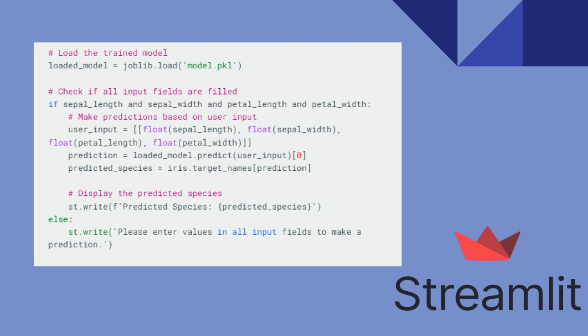Let's see another example how Streamlit seamlessly integrates with machine learning. In this code, we will use Streamlit to create a simple web application that makes prediction based on user input. In this code, we first load a pre-trained machine learning model from PKL file. This model could be something like a machine learning classifier that has already been trained on specific data. Then we proceed to check if all the input fields are filled.